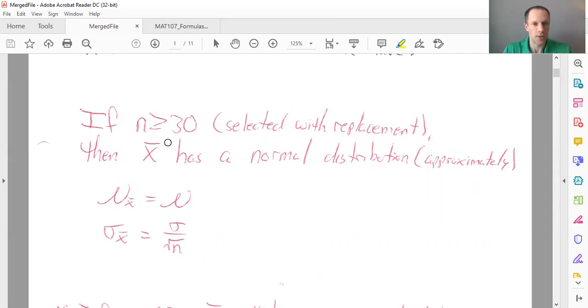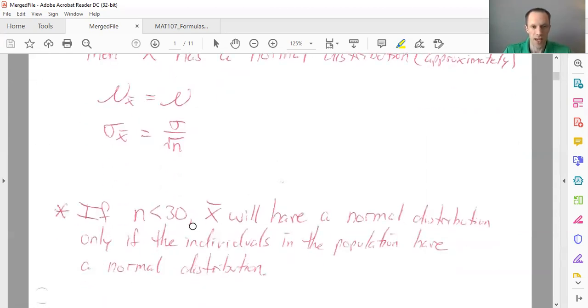And it says as long as your sample size is 30 or more, then the sample mean will have a normal distribution. Actually, it's approximately normal, but it's so close to normal we can just treat it as if it is normal. The mean of the sample average distribution will be the same as the mean of the individuals in the population. The standard deviation for the sample mean's normal distribution will be equal to the standard deviation for the individuals in the population divided by the square root of the sample size.